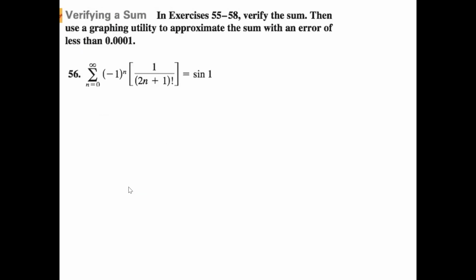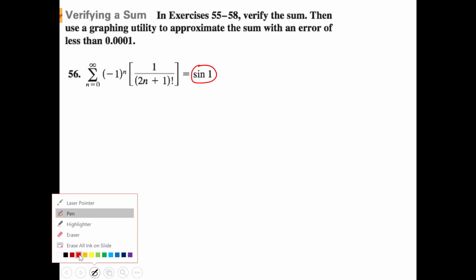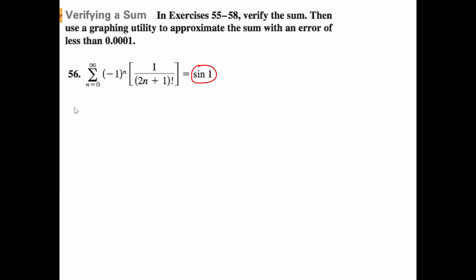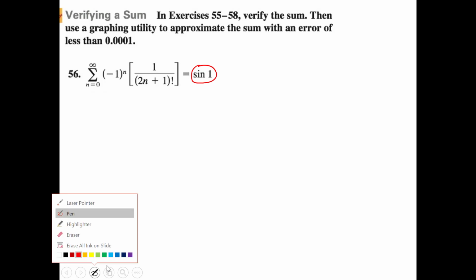In exercises 55 through 58, verify the sum, then use a graphing utility to approximate the sum with an error of less than 0.0001. Okay, so we're being told here to verify that this is exactly the sine of 1, right? And so then what we should do is recall what is the power series for the sine of x.